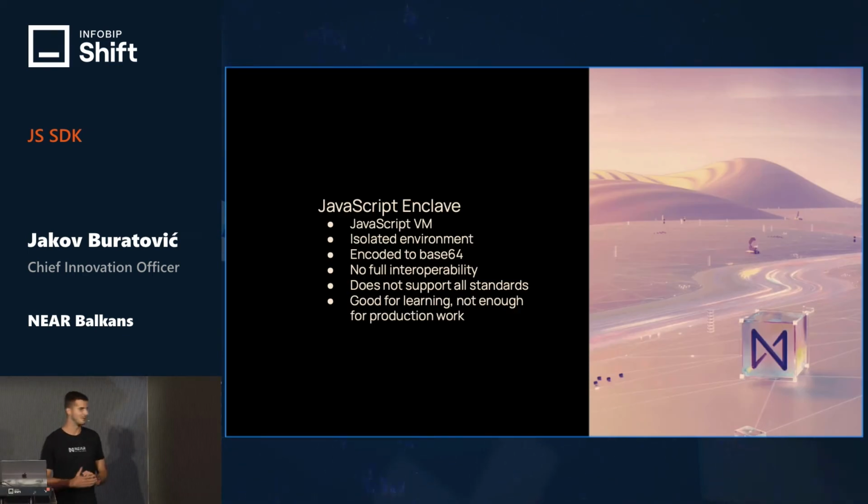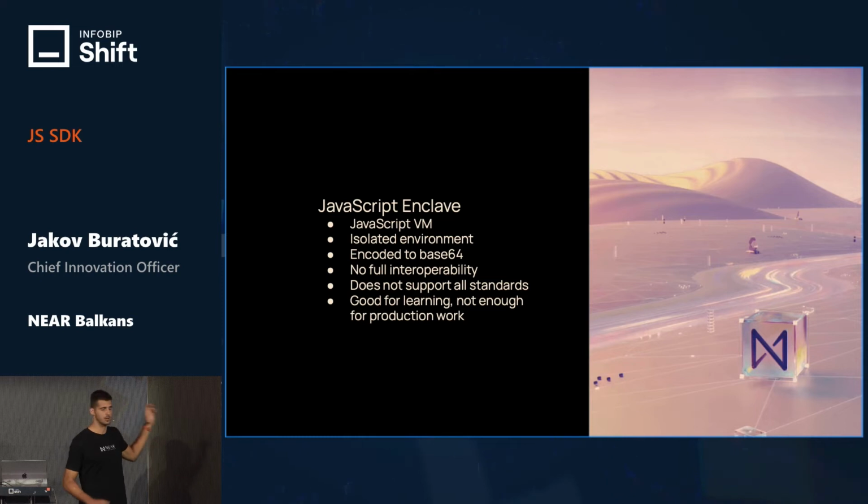But let's start with some history before that. I want to explain how it started. So it started with JavaScript Enclave. What is that? That was a starting point where they created a virtual machine on top of NEAR that is actually implemented as a NEAR native Rust smart contract. If you're familiar with Aurora, which is EVM, Ethereum Virtual Machine, implemented in Rust on NEAR, this worked in a similar way, but it was more like a bare bones version. It's an isolated environment, and there was no full interoperability.